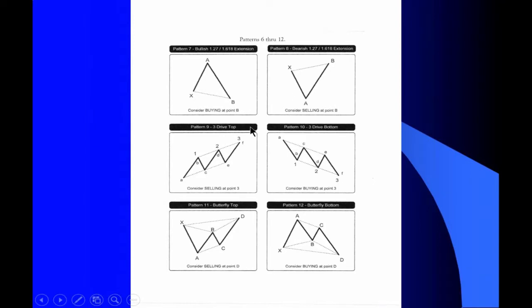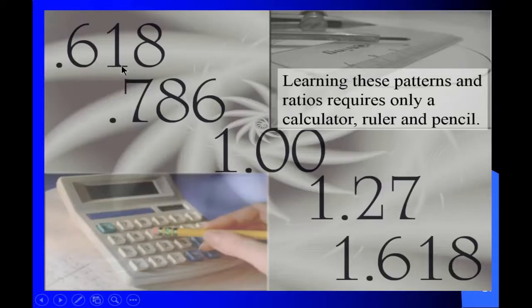Okay, the next chart is basically the Fibonacci ratios that we use. 0.618 and 0.786 are contracting ratios. 1 is nothing more than an equal ratio, AB equals CD, and then the expanding ratios are 1.27 and 1.618. And of course, 1.27 is the square root of 1.618, and 0.786 is the square root of 0.618. So that's where these numbers come from, and you can do it all with a little handheld calculator.